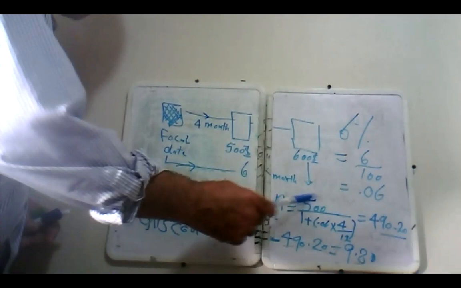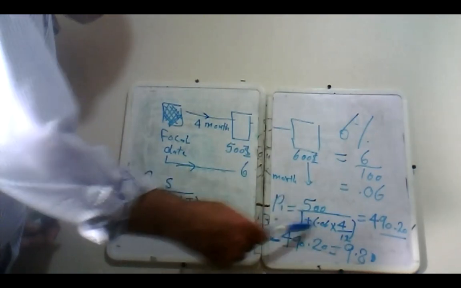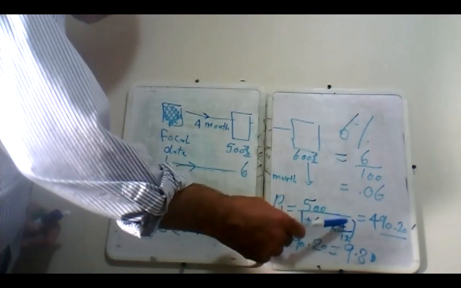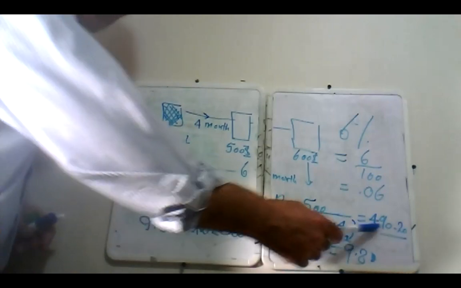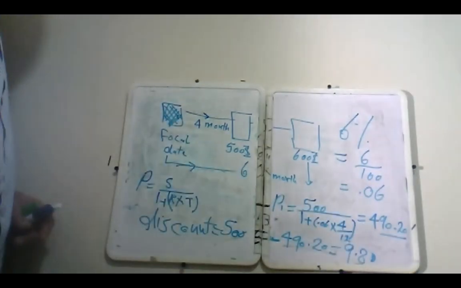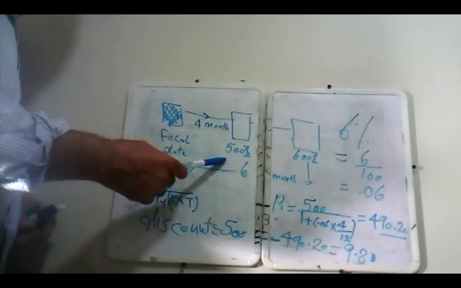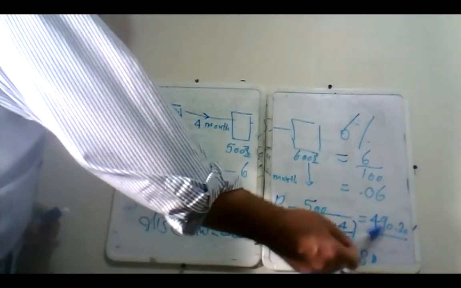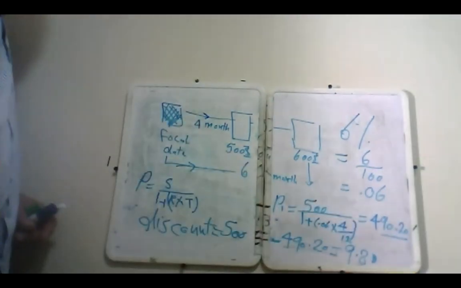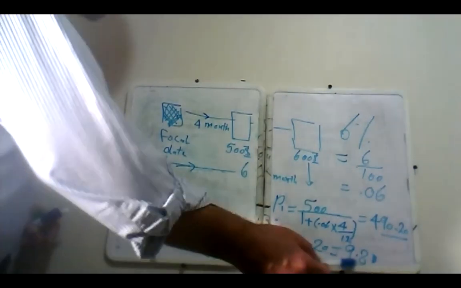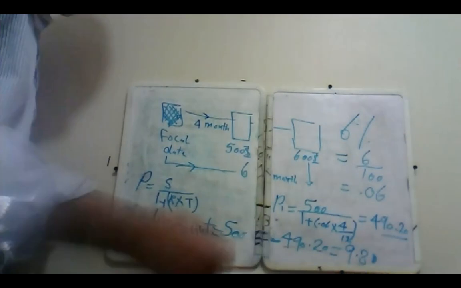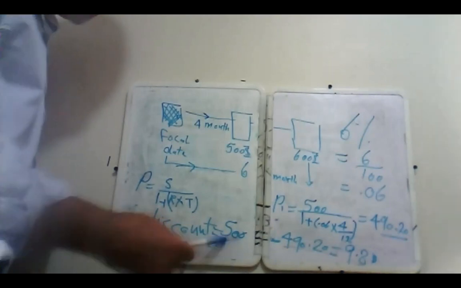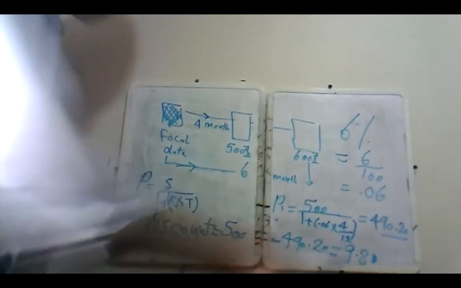We calculate it: $500 divided by 1 plus the rate of interest, which is 6%, times the time, which is 4 months divided by 12. This gave me $490.20. So if you pay me now, I will encourage you to pay less. You will pay only $490.20. That means I will give you a discount of $9.80, which is the difference, 500 minus 490.20.